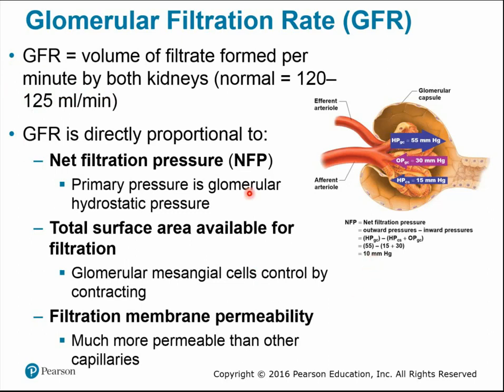So if we were to increase our net filtration pressure, then that's going to increase the pressure or the force that's pushing those solutes and water out of the blood. It's also proportional to the surface area available for filtration. So those mesangial cells that have smooth muscle, they're able to contract or dilate to increase or decrease how much area or space we have for filtration. And then filtration membrane permeability. So these capillaries are much more permeable than other capillaries because they have a role in filtration.